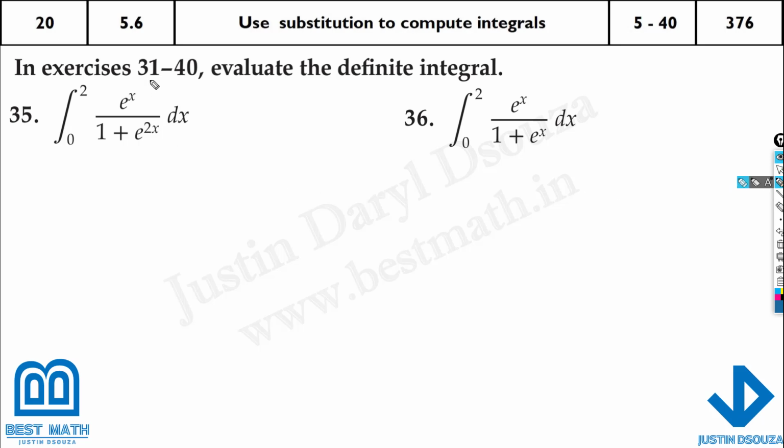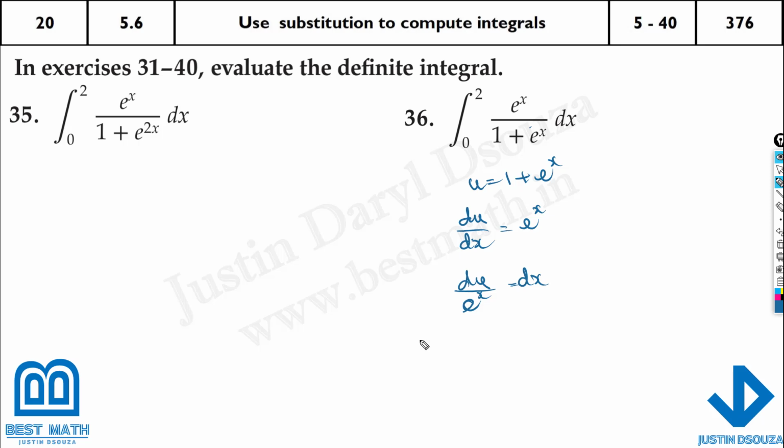Now these problems, this is pretty easy. I'll first solve the 36th one. Whatever is in the denominator, make it equal to u, 1 plus e to the power x. Why do we do that? Because when we derive e to the power x, it is the same thing. So du by dx would be only e to the power x, it's 0 plus e to the power x. So du by e to the power x will be dx.